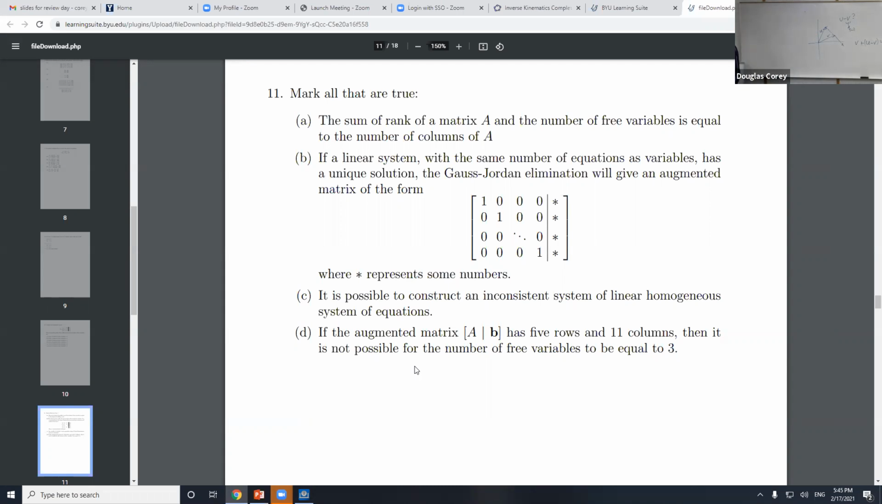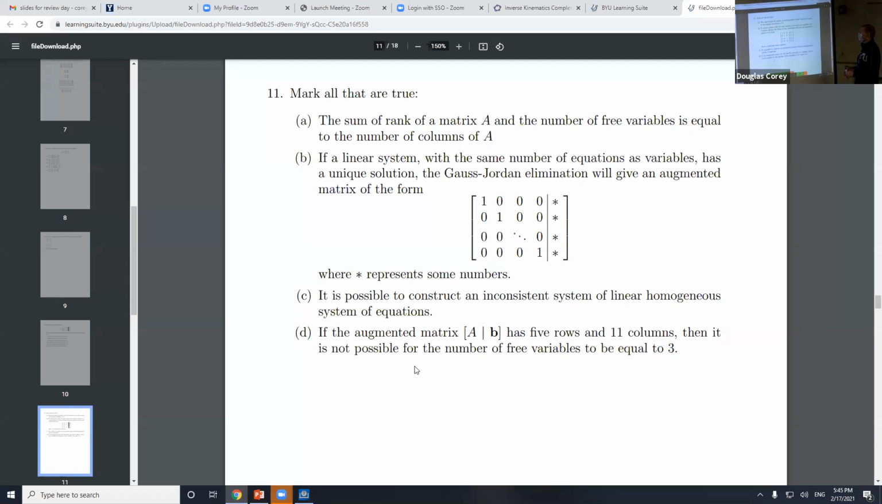Okay, each of the columns either has to be a pivot column or a free variable column. So they call it leading column or free variable column. So the rank of the matrix is the number of pivot columns you have. So the sum of the rank of the matrix A and the number of free variables is equal to the number of columns of A? Yes, because you either got to be one or the other, so you got to add up to the total.